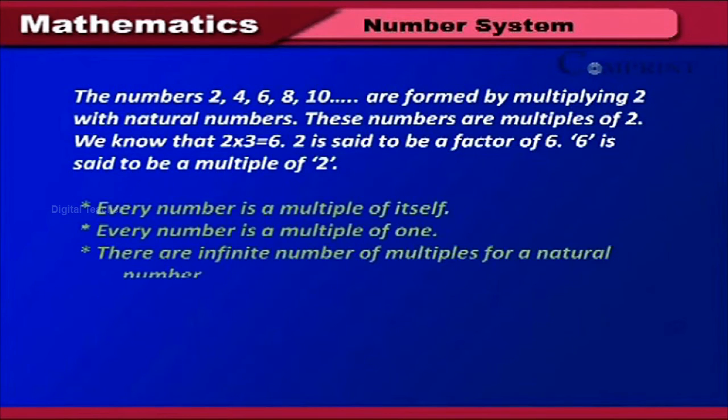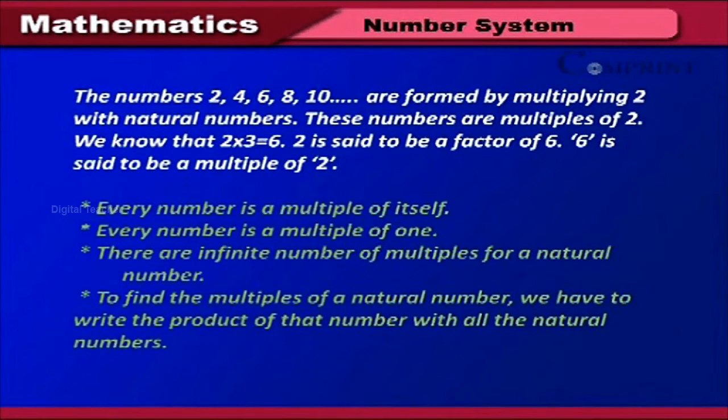The numbers 2, 4, 6, 8, 10 are formed by multiplying 2 with natural numbers. These numbers are multiples of 2. We know that 2 into 3 is equal to 6. 2 is said to be a factor of 6. 6 is said to be a multiple of 2. Every number is a multiple of itself. Every number is a multiple of 1. There are infinite numbers of multiples for a natural number. To find the multiples of a natural number, we have to write the product of that number with all the natural numbers.